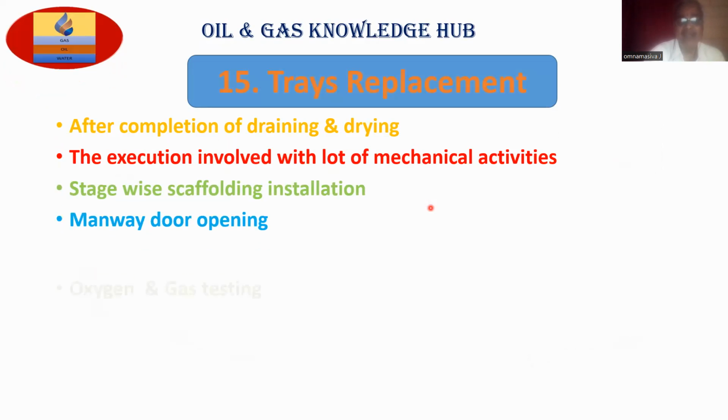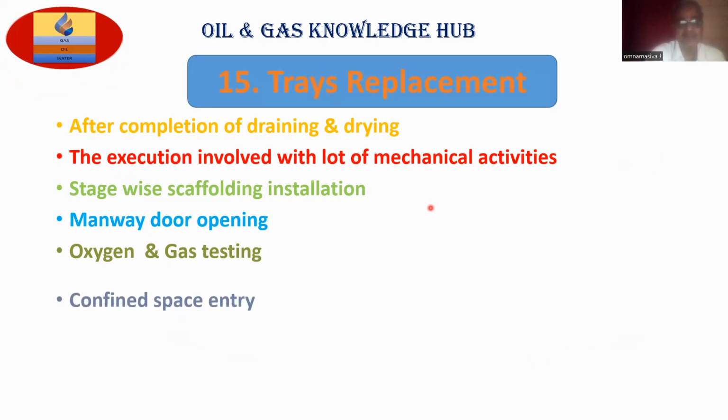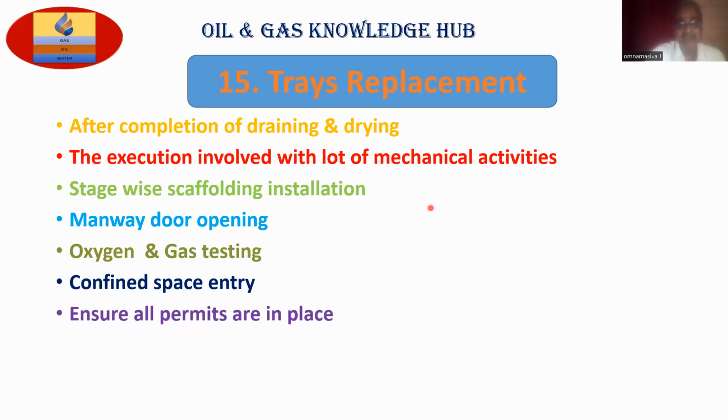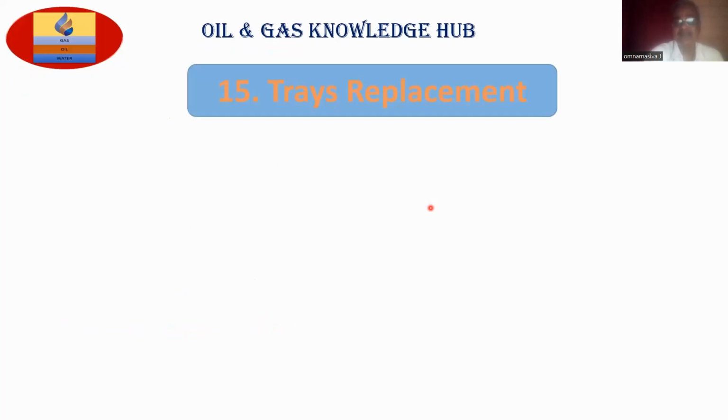Manway door opening, oxygen and gas testing. This is most important. A confined space entry permit is required. Ensure all permits are in place. That means lifting materials, a lifting permit. Working inside permit. Replacement of trays permit. All these things shall be in place.